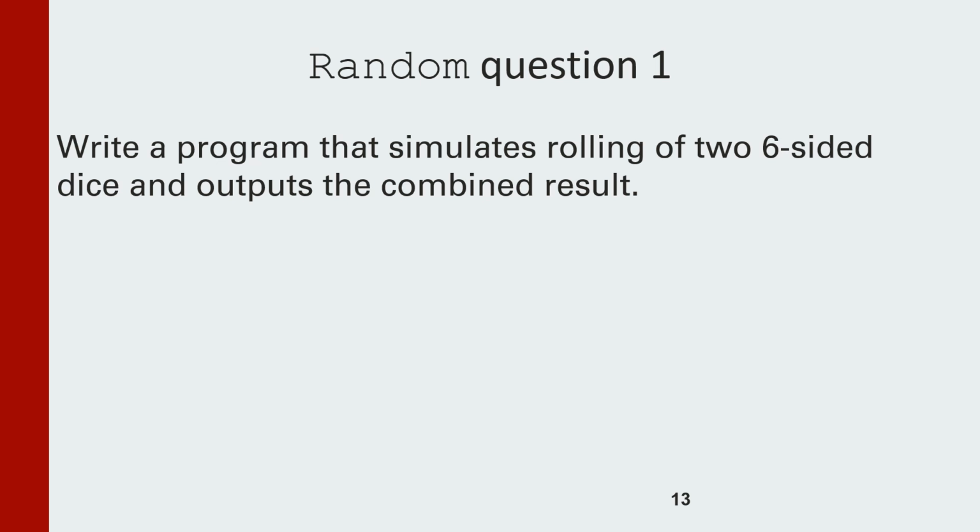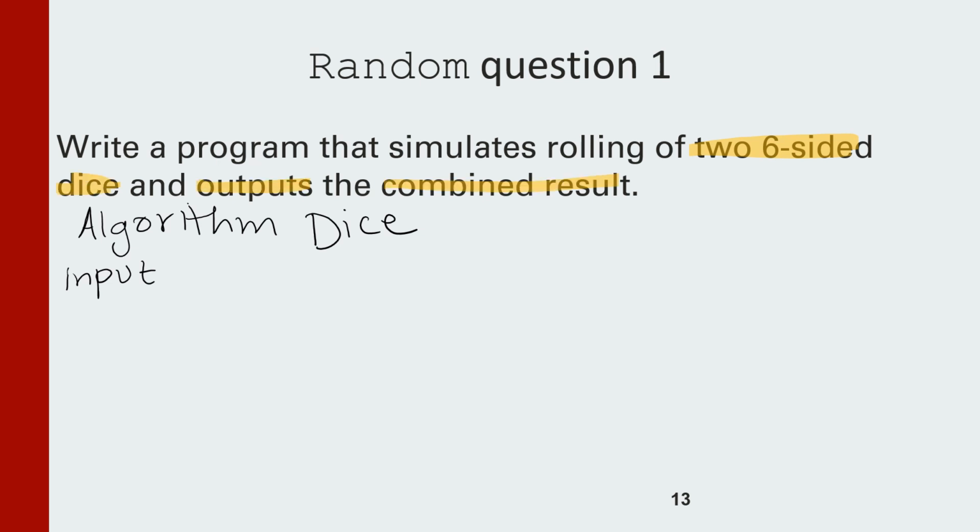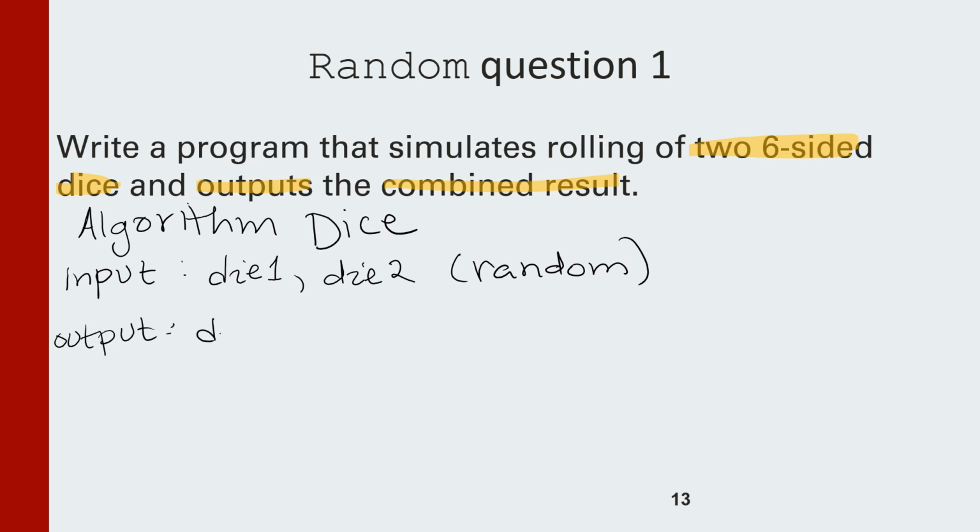So let's work through this problem, and let's think about it in terms of pseudocode. Well, I want to write an algorithm, and maybe I'll just call it dice. And I need to think about the input. Well, looking at my problem, I want to simulate rolling 2 6-sided dice, and I want to output the combined result. So the input is going to be basically die 1 and die 2, which are random. And then my output will be die 1 plus die 2.